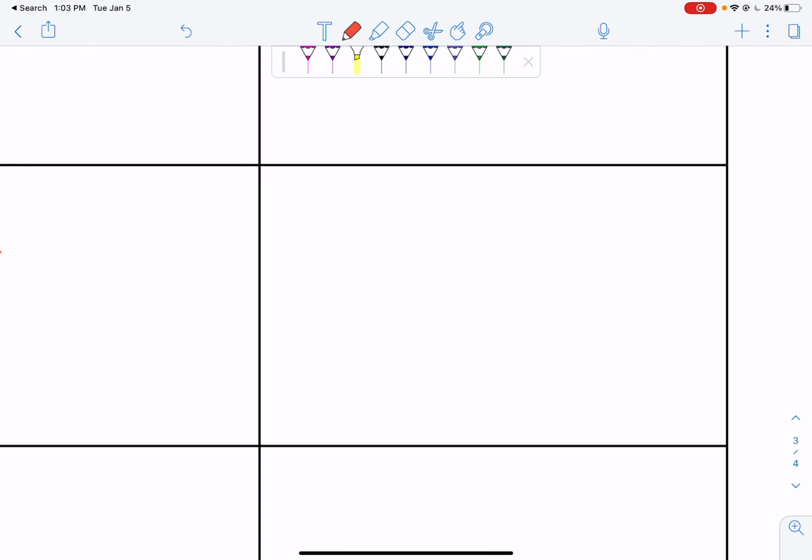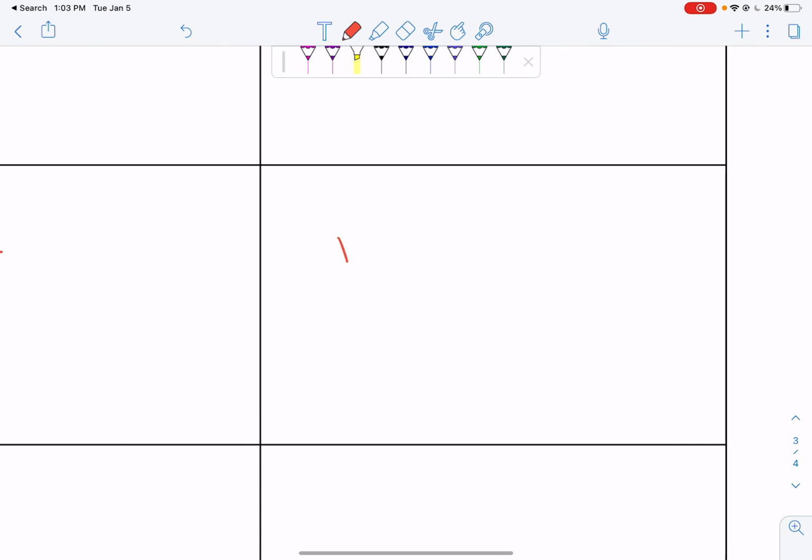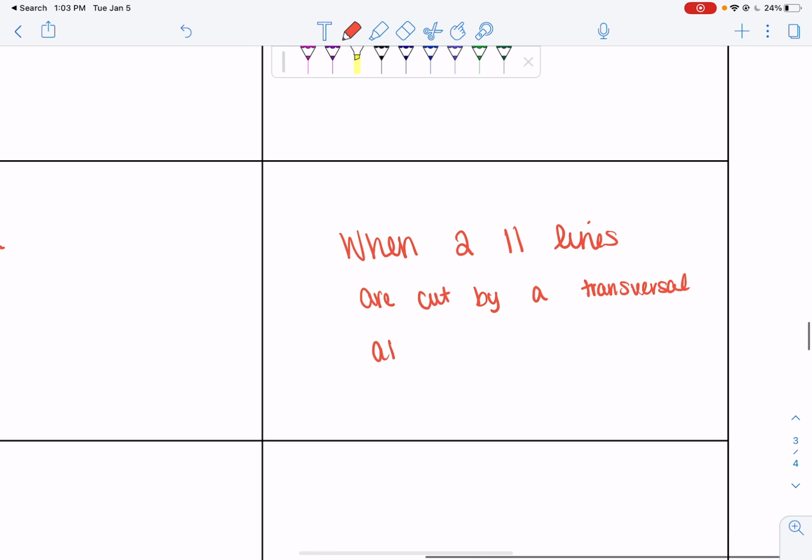So here's what you would write: when 2 parallel lines are cut by a transversal, alternate interior angles are congruent.